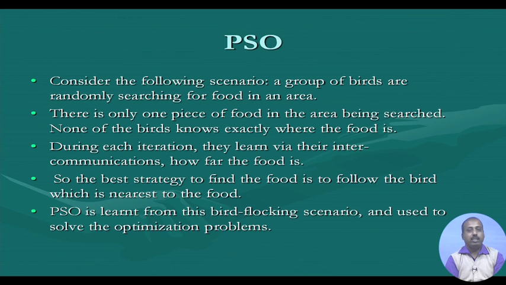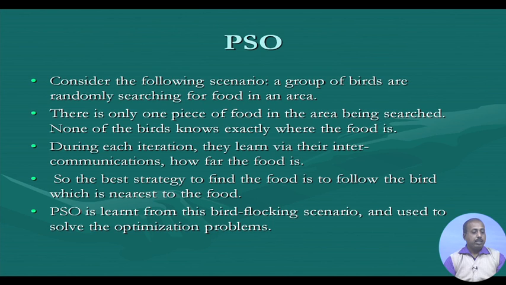Similarly, when we are looking for solutions, we do not know the exact optimum solution for the problem. We may have some idea about what the optimum solution may look like, or where it may be found, but we do not know the exact solution. None of the birds knows exactly where the food is, and during each iteration they learn via intercommunication how far the food is. So, every bird has some idea about how far it is from the food. It is assumed that they have a very strong idea of how far they are from the food.